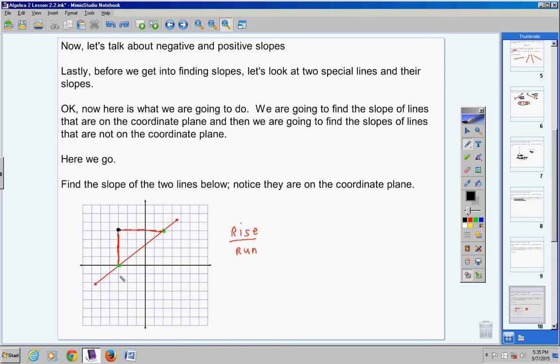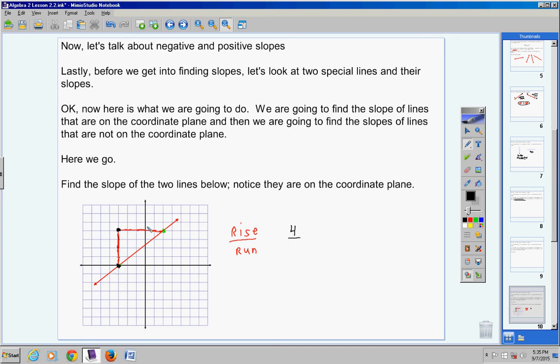So never count where you put your pen. Put your pen here, and then when you move, you count. 1, 2, 3, 4, and then check it. Make sure you did it right. Put your pen here and don't count until you move. 1, 2, 3, 4. So the rise is 4.